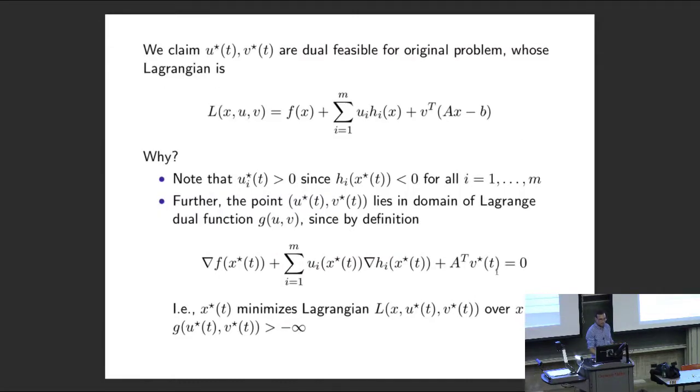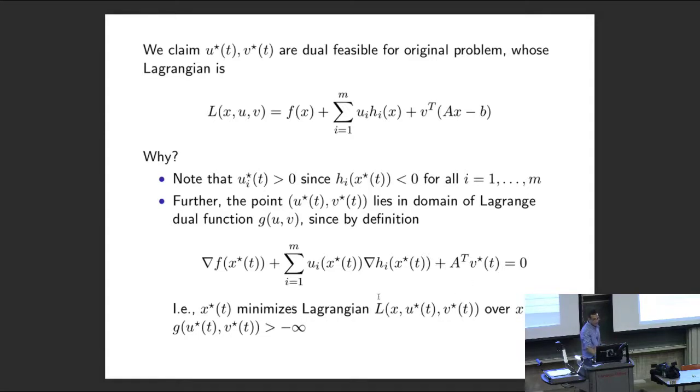So this is just plugging in for u and v in the stationarity condition we got for the central path problem. And if you look at this, this is actually the stationarity condition for our original problem, right? That had constraints hi of x less than or equal to 0 and Ax equal to b. So what we said is that at the point u and v, x minimizes the Lagrangian.